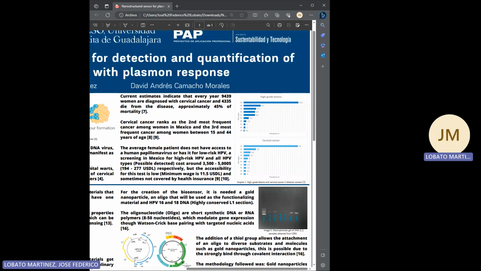The problem is that Mexico has a population of 49.6 million women ages 15 and older who are at risk of developing cervical cancer. Current estimates indicate that every year more than 9,000 women are diagnosed with cervical cancer and more than 4,000 die from the disease. This is approximately 45% mortality. Cervical cancer ranks as the second most frequent cancer among women in Mexico and the third most frequent cancer among women between 15 and 45 years of age. The first place is mammary cancer.